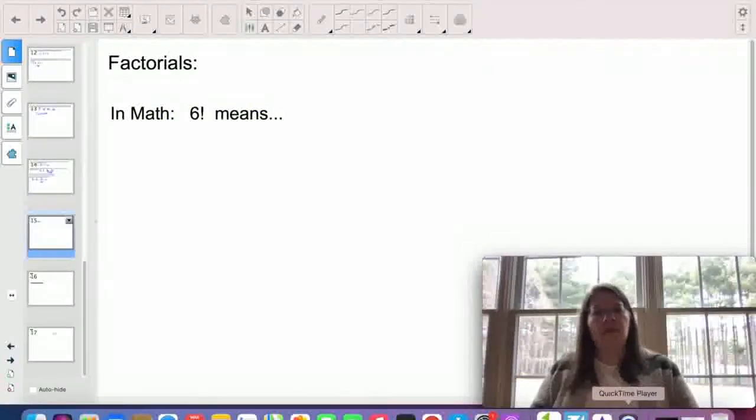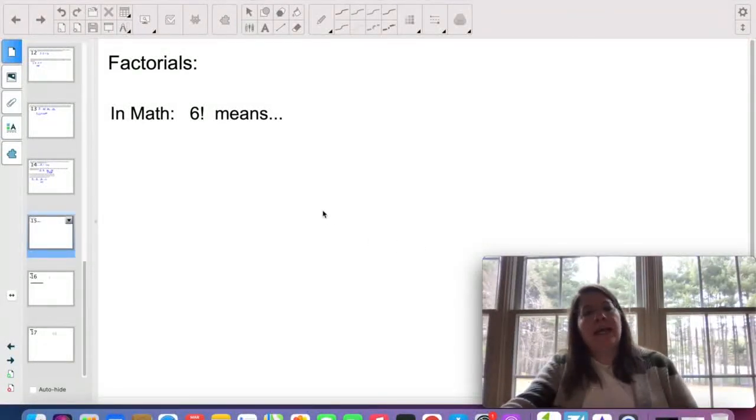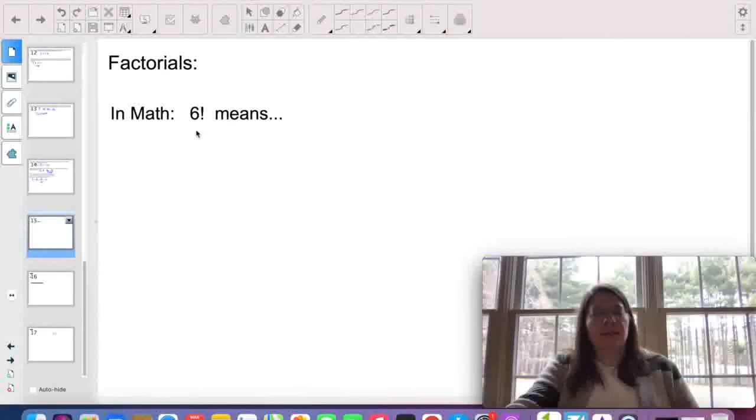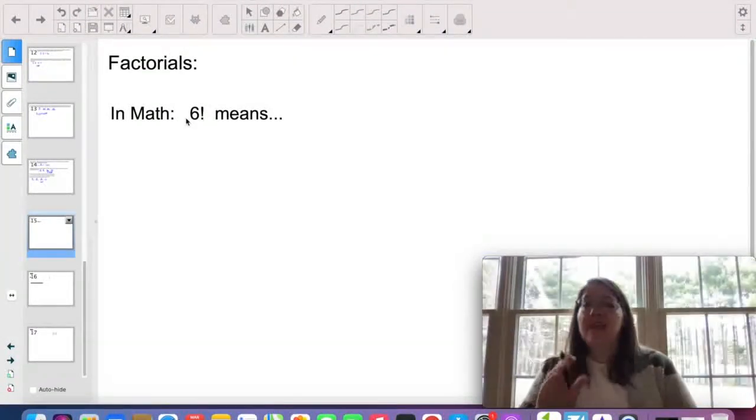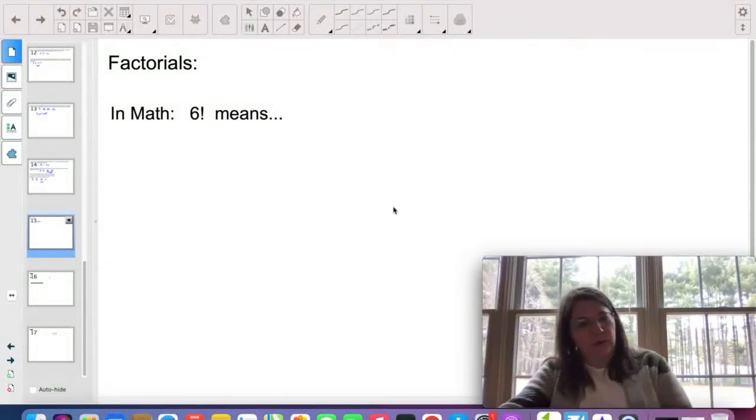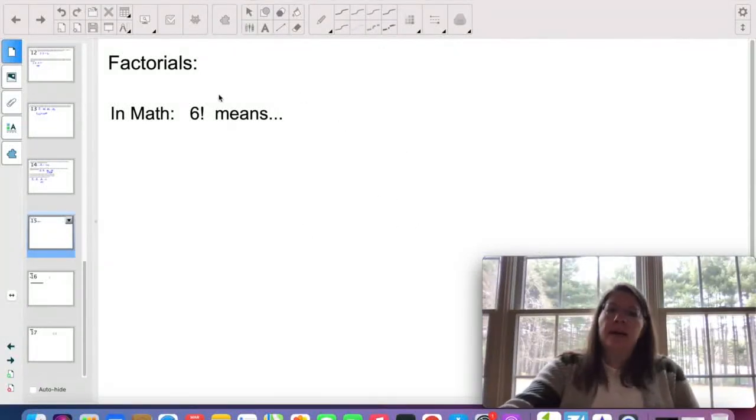Okay, the next thing we need to talk about are factorials. And in math, there is a symbol called a factorial. And you might have something like this that says 6 factorial. Now, what that does not mean is 6! It does not mean it's an exclamation point. Hopefully that didn't scare you too bad. It does not mean the same thing in math as it does in English, okay?